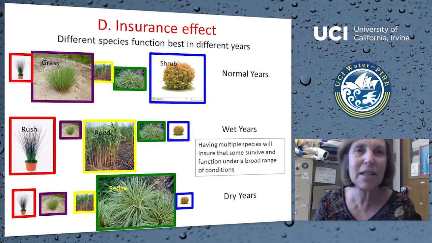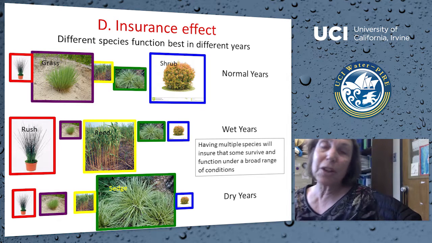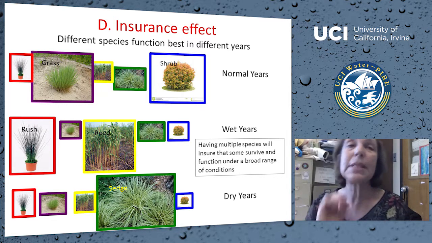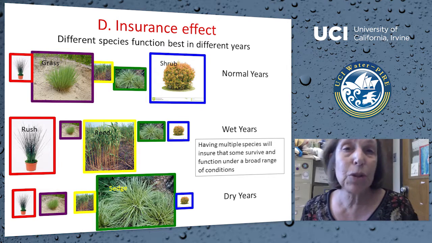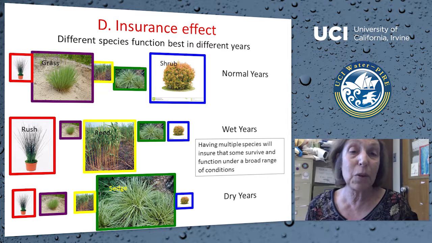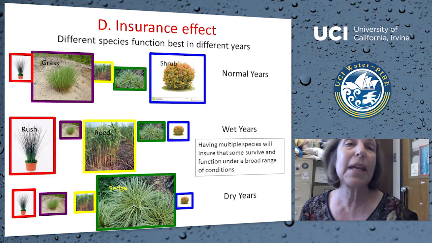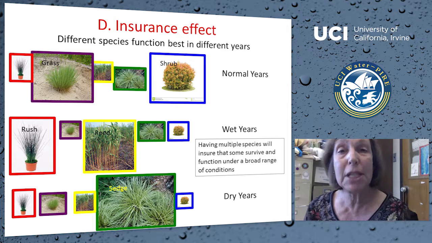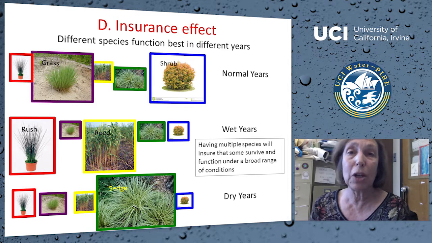Okay, next slide is the insurance effect. So you're going to have to, again, click a couple of times. The concept of the insurance effect, a fourth explanation for why we would have a positive relationship between function and diversity, is that different species function better in different years or under different environmental conditions.